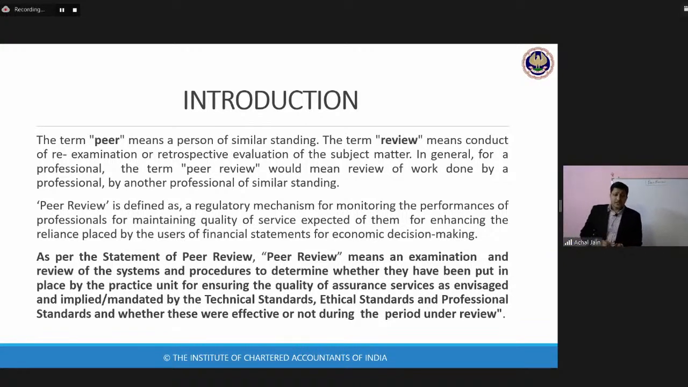The review means conduct of re-examination or retrospective evaluation of the subject matter. In general, for a professional, the term peer review would mean review of the work done by a professional by another professional of same standing. Okay, so let's understand this peer review now. What do we mean by this?